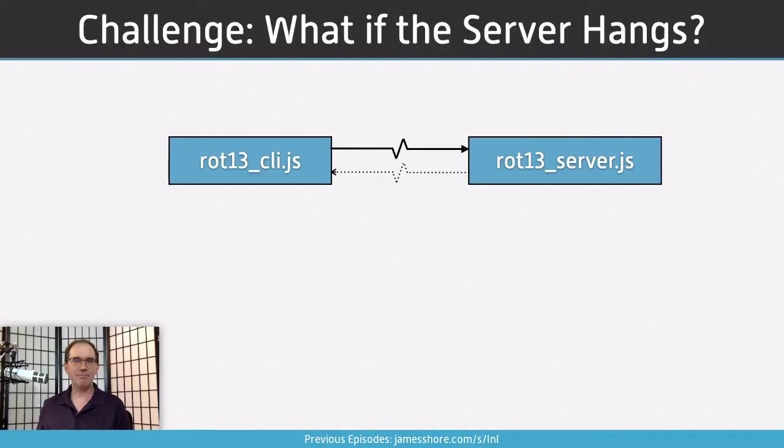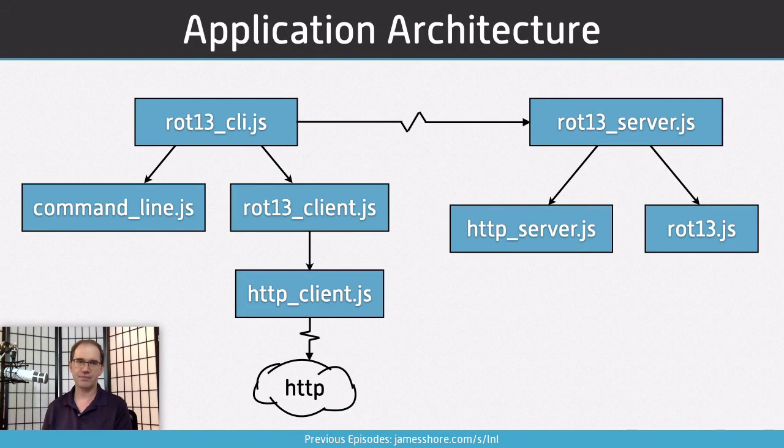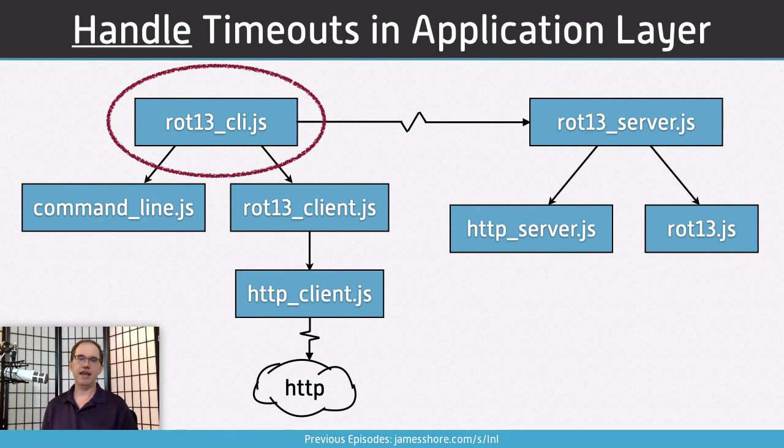All right, let's get back to the challenge. What do we do if the server hangs? Well, in general, you want to have all your timeouts happening at the application layer. It is possible to do automatic retries and stuff like that down in your lower levels, but in general, the part of your system that's going to have the information to make good choices about what to do when there's a hang is going to be at the application layer. So that's where the timeout handling is going to happen.